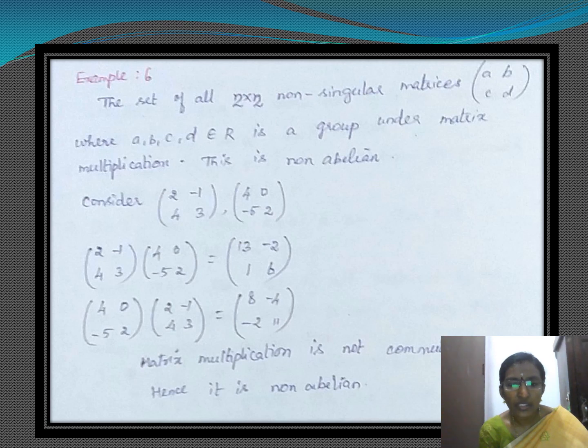Let me calculate the matrix [4, 0; -5, 2] times the matrix [2, -1; 4, 3], equal to the matrix [8, -4; -2, 11]. Here both the matrices are not equal. Therefore, the matrix multiplication does not satisfy the property of abelian. Therefore, this set is not an abelian group.